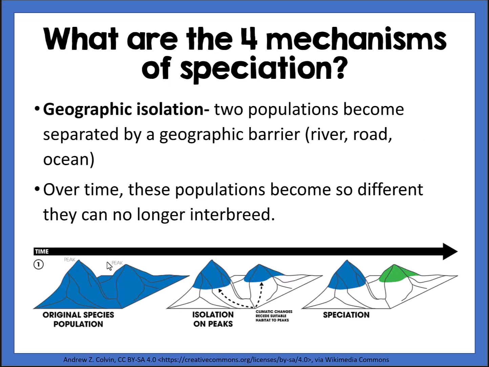So here's a graphic for that. If we have a large valley here or a river, and the original population spans that entire region, but then they are pushed upwards because they are looking for cooler weather. This one says climatic changes recede suitable habitat to peaks. So they are climbing, looking for cooler weather and getting out of that valley, and therefore the population gets separated on these two different peaks. They can become so different that they become two different species.